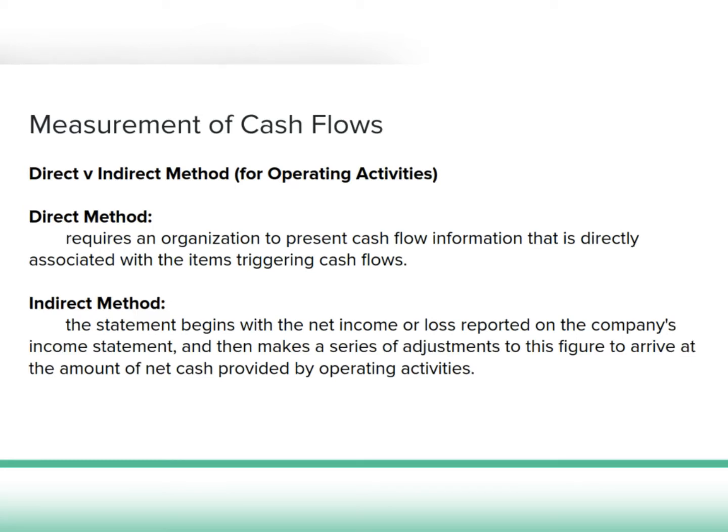Under your indirect method, these are going to have an effect on your net income and loss that are reported by the company in the income statement. For these accounts, you're going to have depreciation and amortization. We're going to have gains and losses, changes in receivables, inventory, payables, and things of that nature.